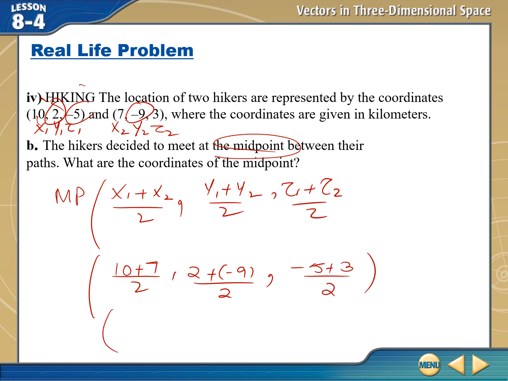10 plus 7 is 17, divided by 2 is 8.5. And minus 9 plus 2 will give us negative 7, divided by 2 means negative 3.5. Negative 5 plus 3 gives us negative 2, divided by 2, so it gives us negative 1. So these are the coordinates of the midpoint where they both will meet each other.